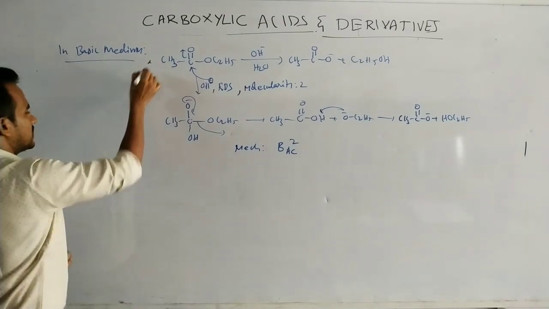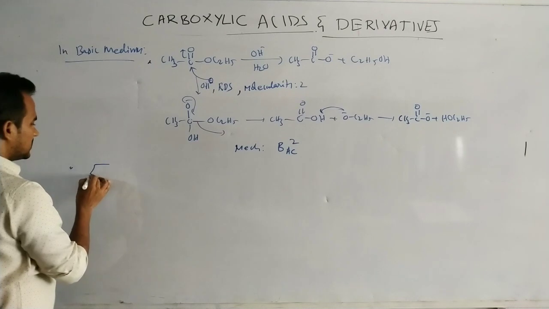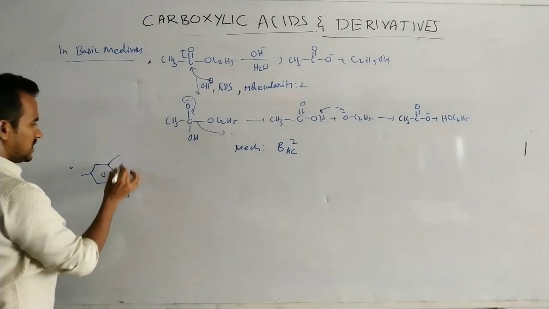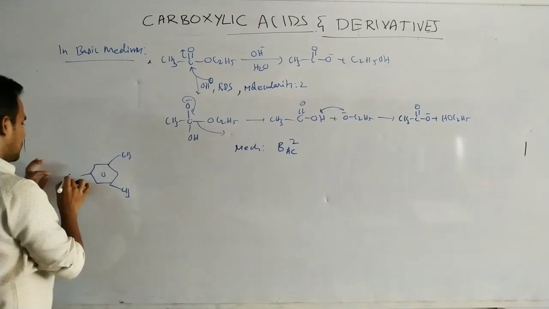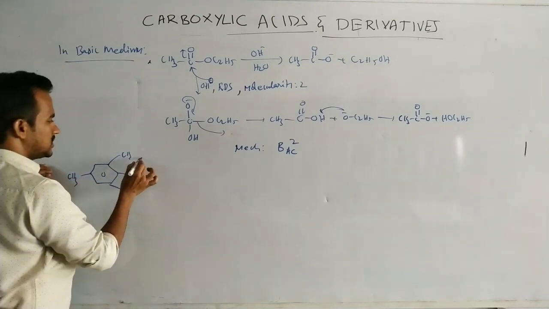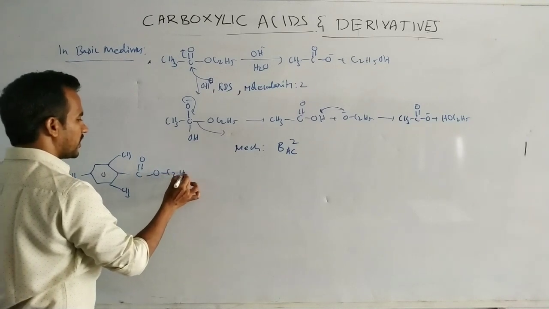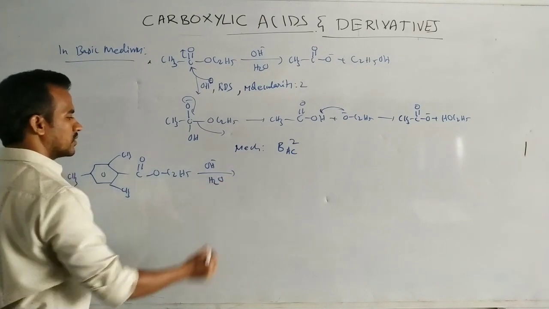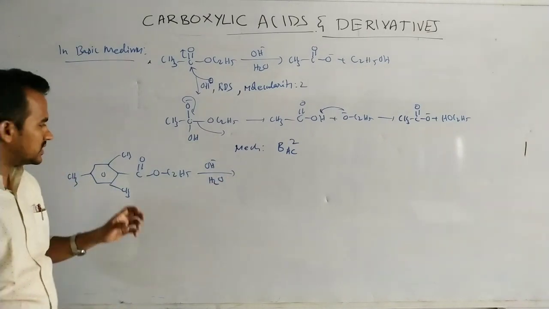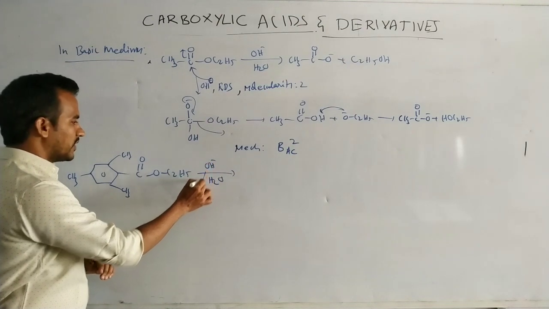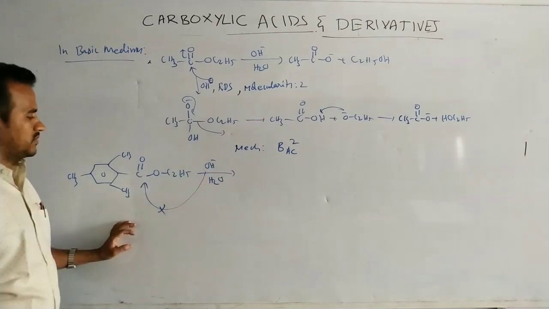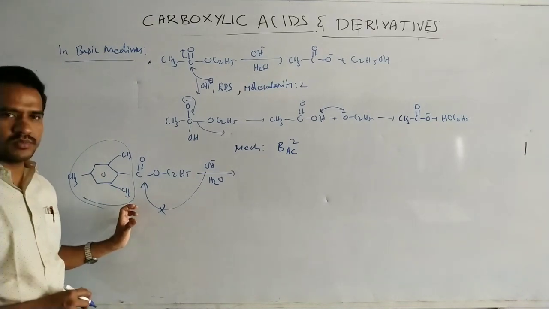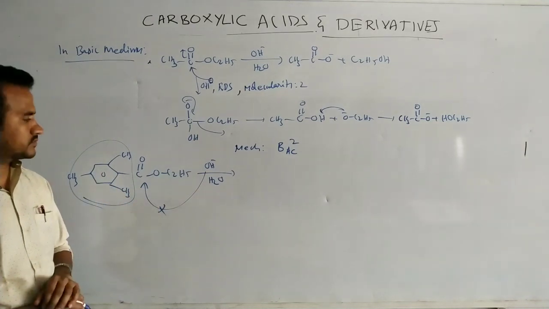Next, another type of example. For example, here this alkyl group is bulky in nature: CH3, CH3, C=O, OC2H5, with OH minus and H2O. In this case, the OH minus nucleophile cannot attack on this carbon because this group is a very bulky group. So OH minus cannot attack.